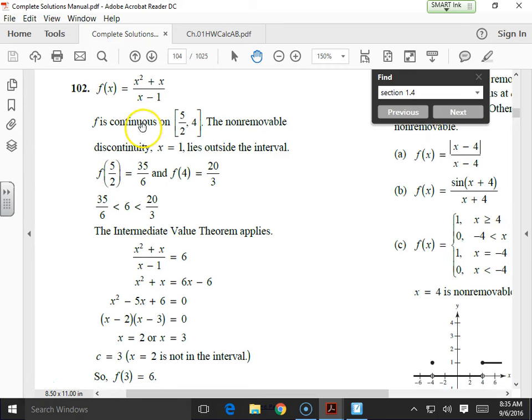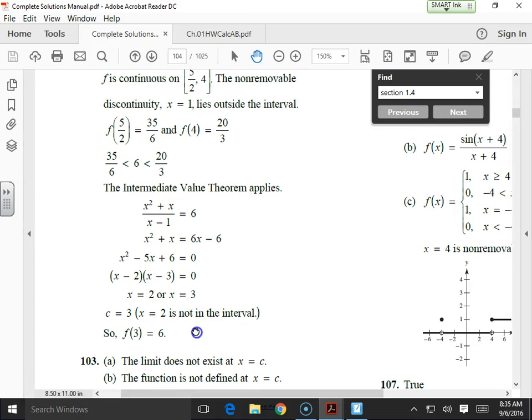Okay, long story short, the function is continuous on this interval. Did anybody get stuck about 1? It's not continuous at 1, but 1 is outside the interval between 2.5 and 4. That's not a problem. So f is continuous here. We check the y values. Did 6 fall in between? Yes, it applies. Check. So then set the whole function equal to 6 and solve. 2 doesn't work, it's not in the interval. But 3 is in between. Check. C equals 3.